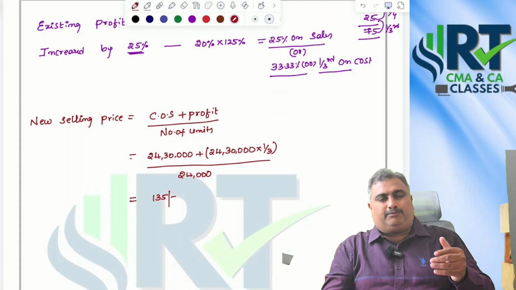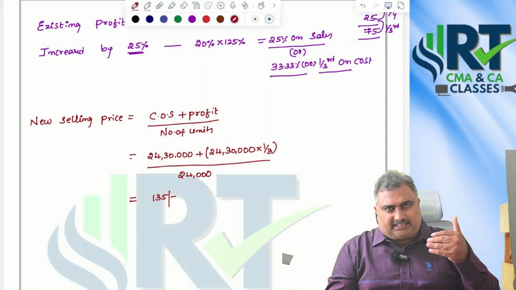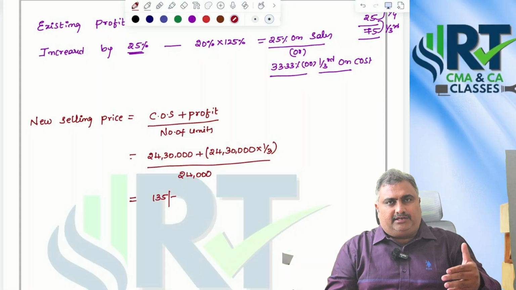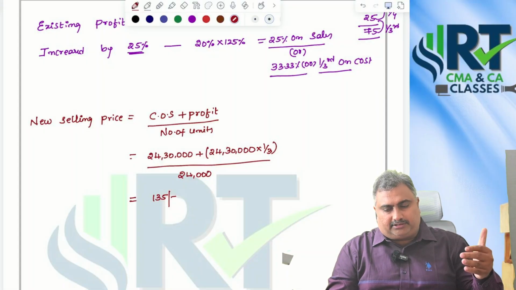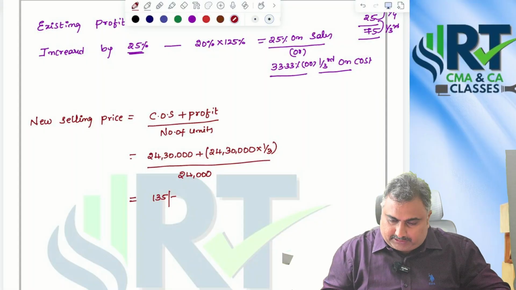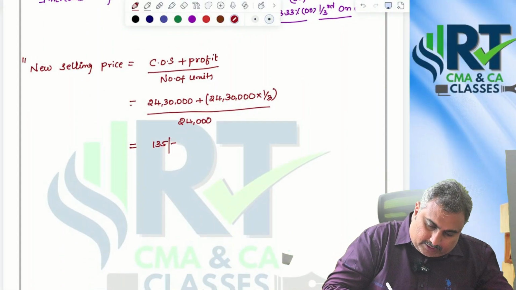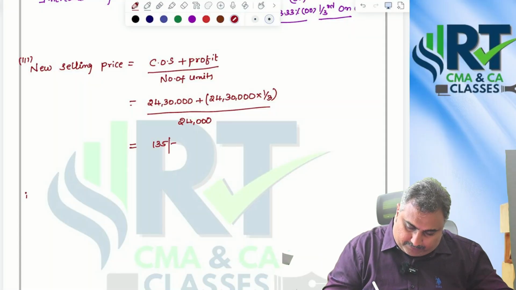That is equal to 135 rupees. In case your existing profit is increased by 25%, then what is your new selling price? If you are getting a cost of sales of 24,30,000, it means 135 rupees. And this is our third bit. And we are moving to our fourth bit.